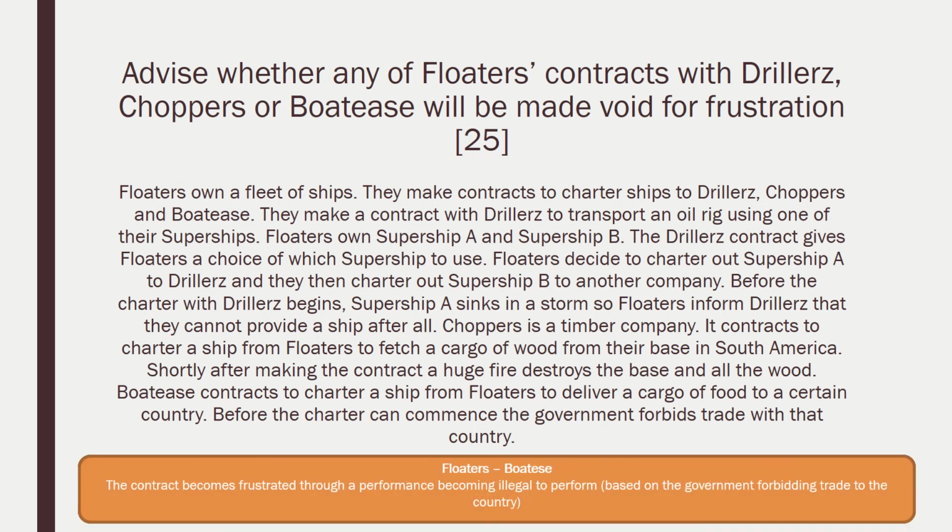And then thirdly, Floaters and Boaties. So perhaps the contract becomes frustrated through performance becoming illegal. Okay, based on, as we're told in the scenario, the government forbidding trade to the particular country, they don't tell us what it is, but that's quite straightforward, that last one. Okay, so you've got potential there to add in at least 4 cases, and my advice would be to give yourself some time to write that out.